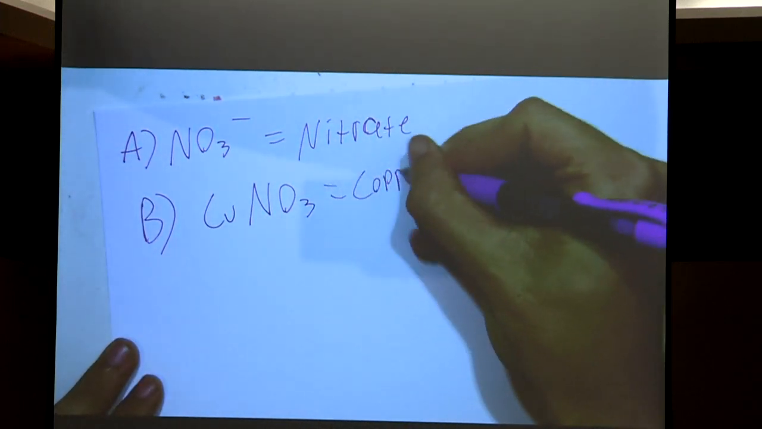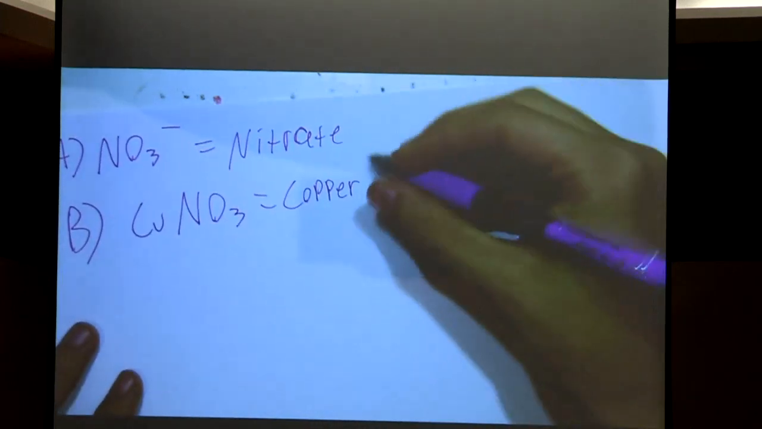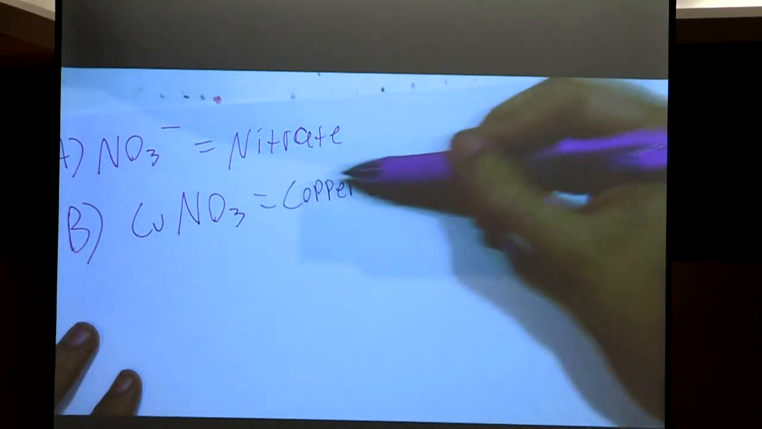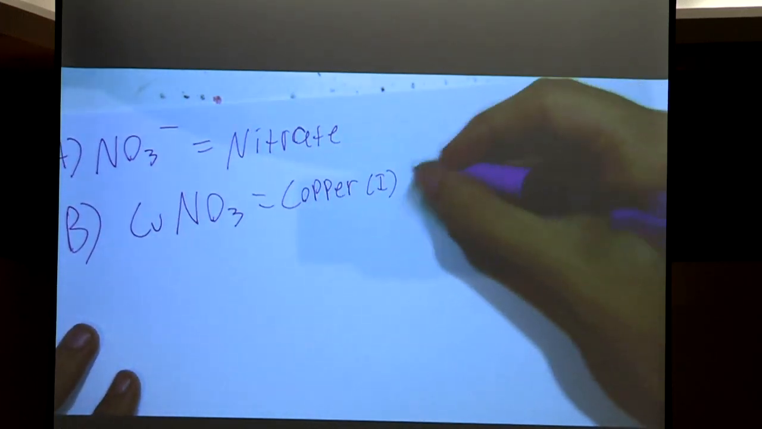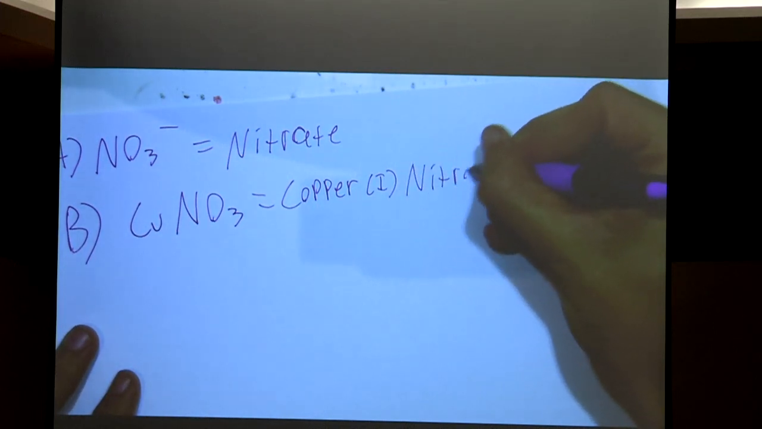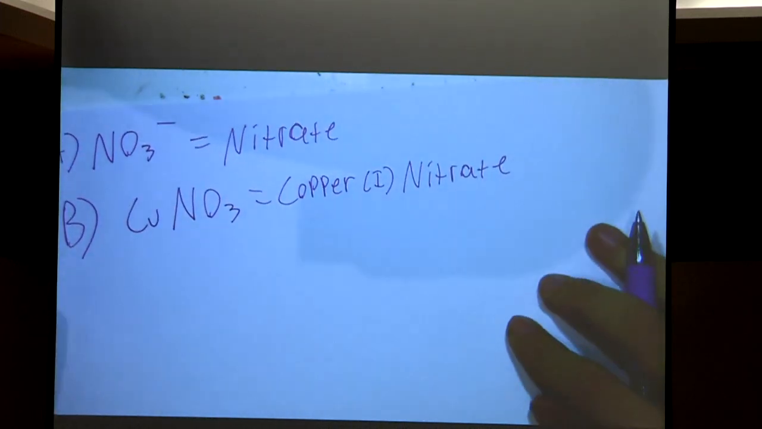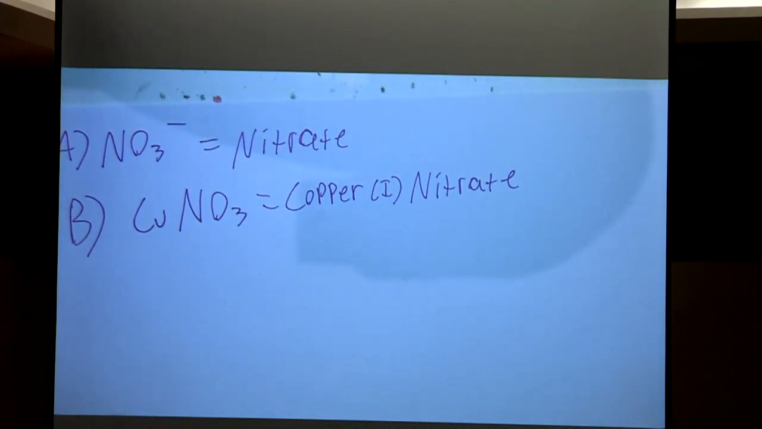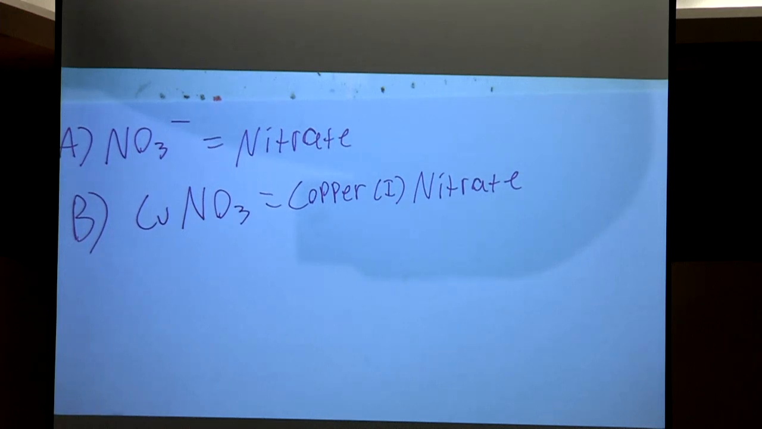So copper 1. And when you have polyatomic anions, you keep the name. So this isn't nitride, it's nitrate. So when you're dealing with phosphate or sulfate or something like that, you're not changing that name. So that becomes copper 1 nitrate. Okay.